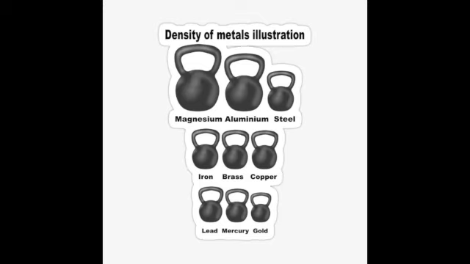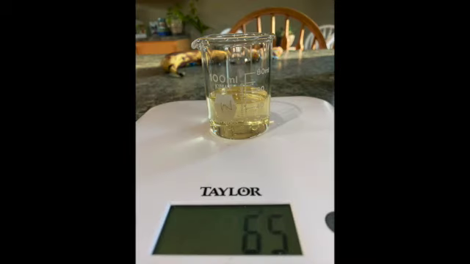The gold is much more dense than the magnesium, which means it has more stuff in a given area than the magnesium does. So I wanted to show you with some household products what that kind of looked like. And I used some liquids.